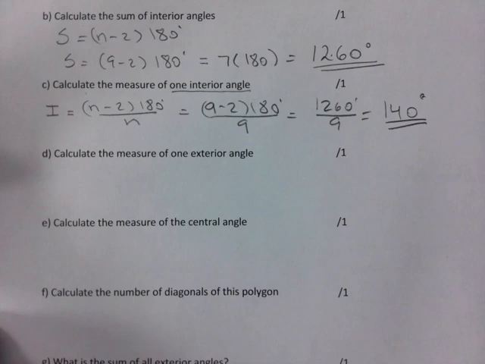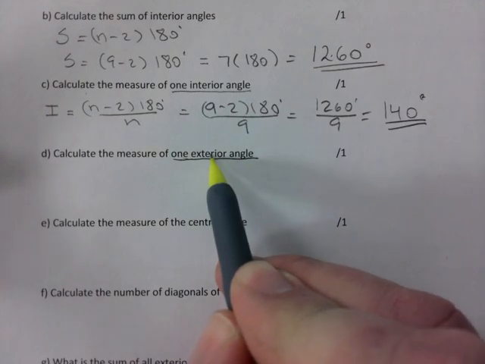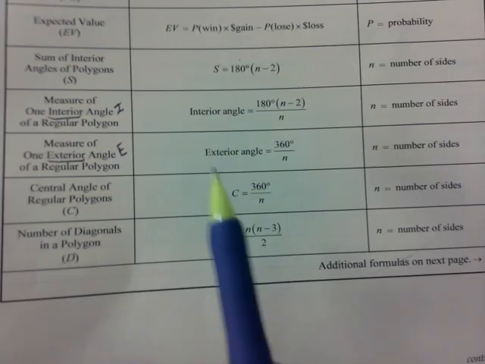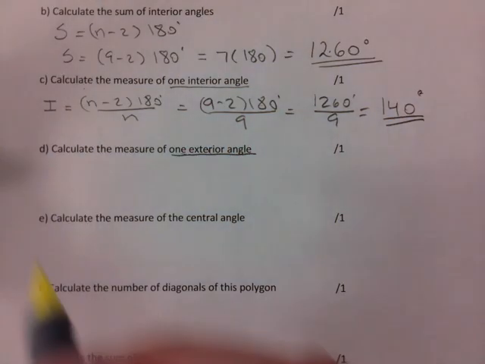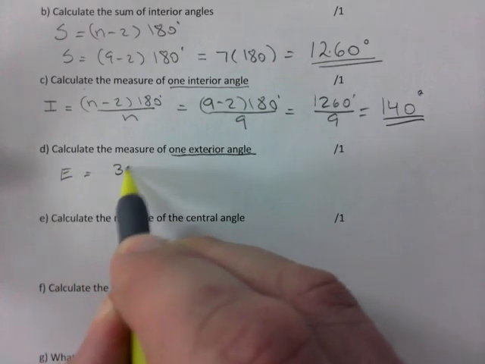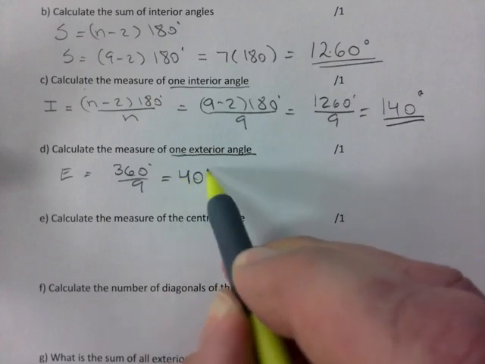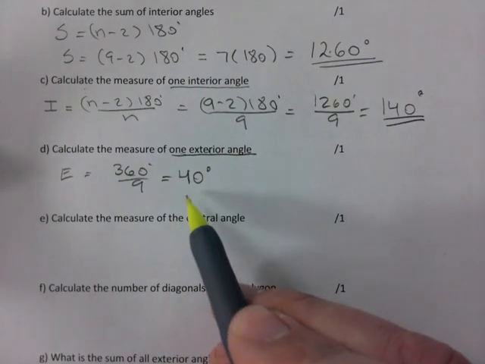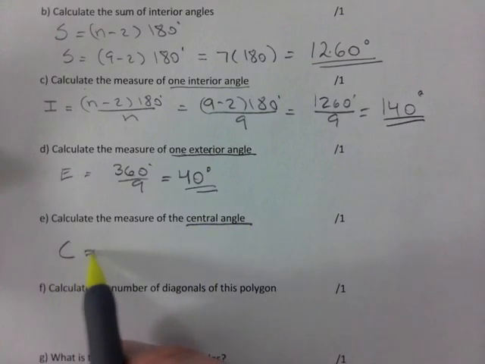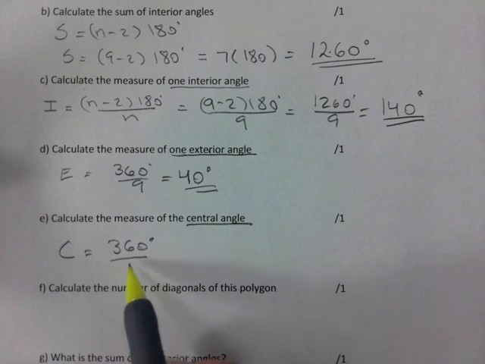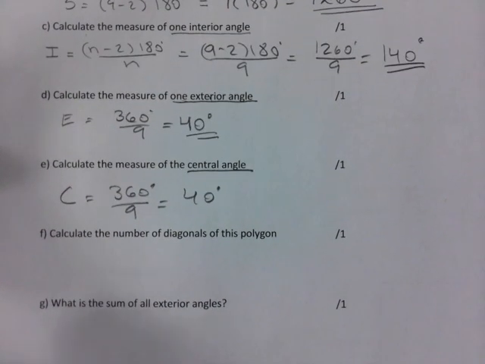Calculate the measure of one exterior angle, right? Exterior is the key here. You go look at your formula sheet and it says there, exterior angle, take 360 divided by the number of sides. So 360 divided by 9, that's, sorry, not 100, that's just 40 degrees. Done. You got a mark for that. Calculate the central angle. It's the exact same formula as the exterior. That is 40 degrees as well. You get 1 mark for that.